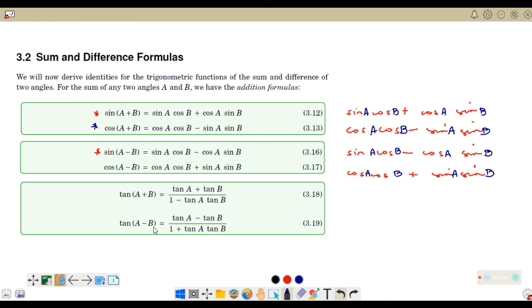So, dito, tangent A minus B, sundin natin yung operation for the numerator. And then, for the divisor, we have 1 plus tangent A, tangent B. Okay?